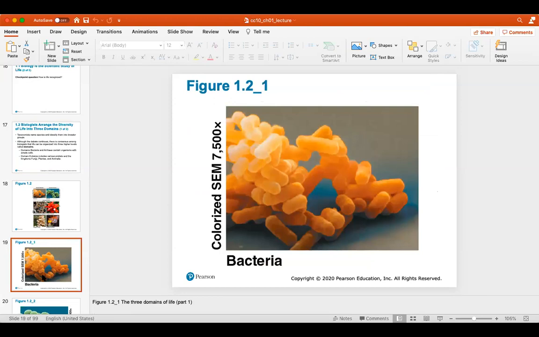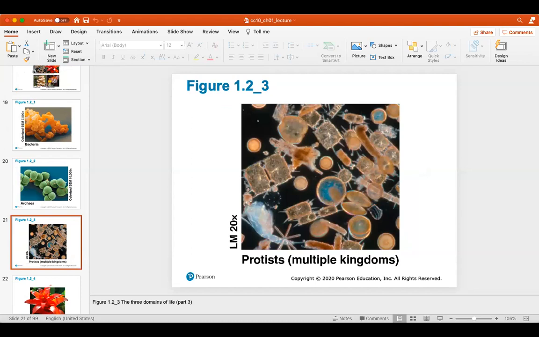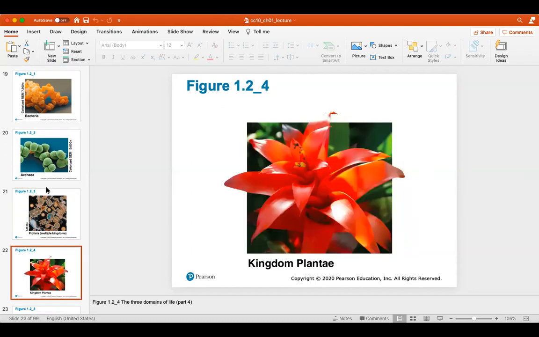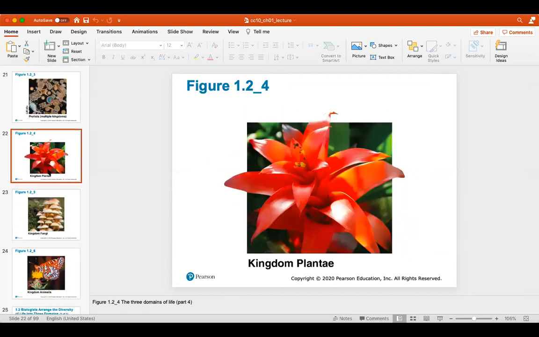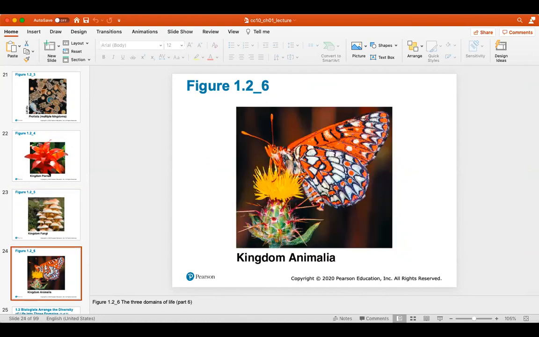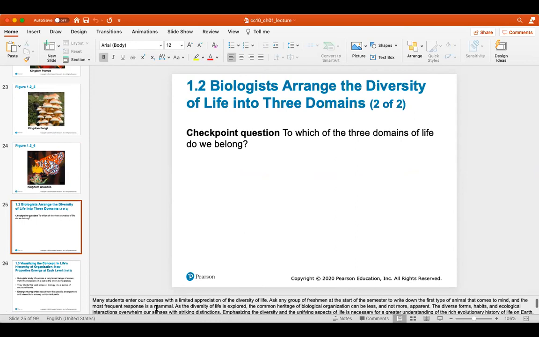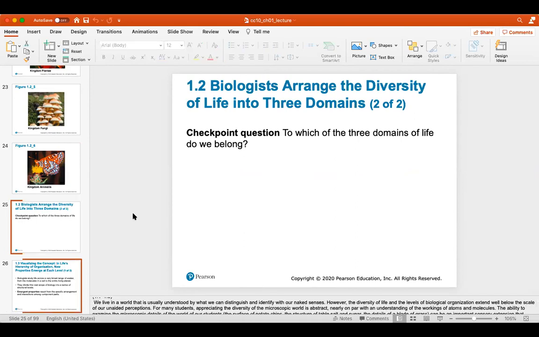So here's a look at the bacteria domain, which I studied a lot in an internship at one time, and archaea, found in the hot tide pools in Yellowstone National Park. Protists, which can be involved in multiple kingdoms; the kingdom Plantae, which includes all the plants; fungi, which includes all mushrooms; and Animalia, which includes all the animals. To which of the 3 domains of life do we belong? That would be the eukarya domain, which includes all of the animalia kingdom.